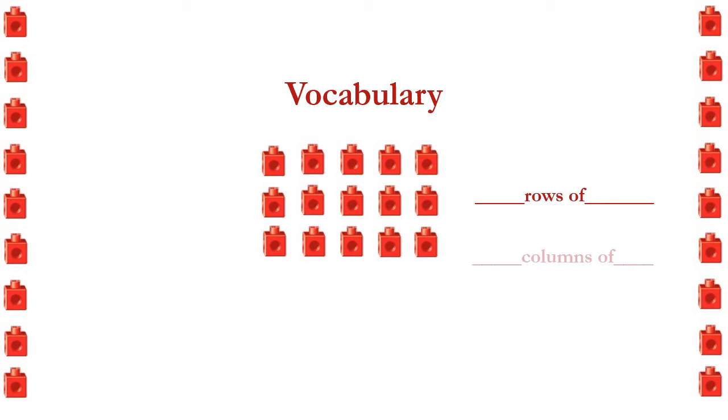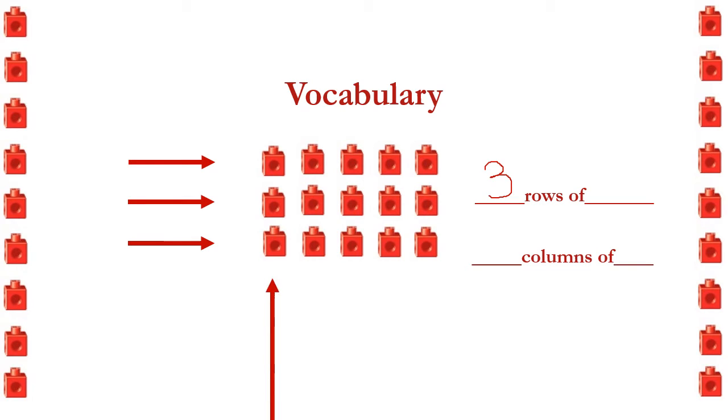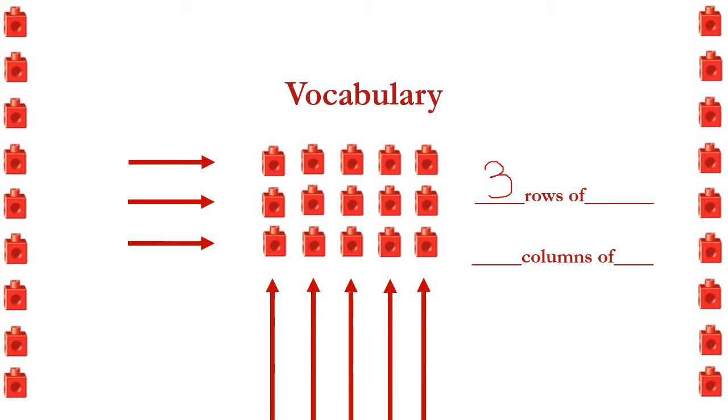Okay, so now how would we fill in the blanks? Blank rows of blank. Well, there are 3 rows. Okay, so we know that's going to go there. And how many in each row? 1, 2, 3, 4, 5. 3 rows of 5, or 5 columns of 3.